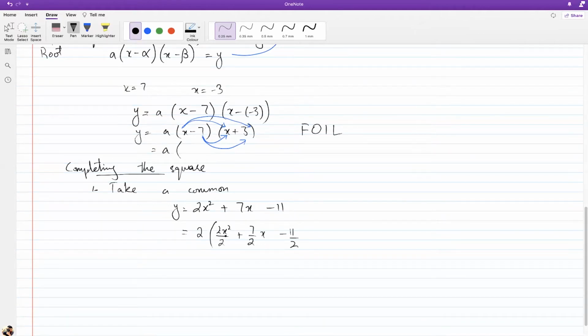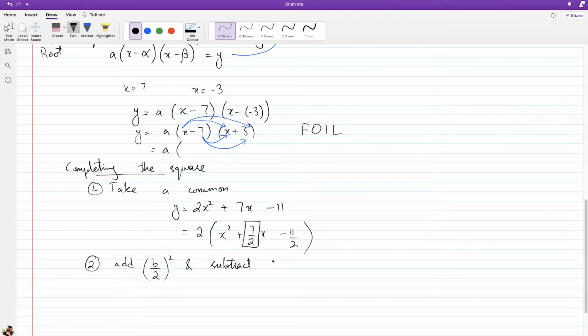Usually we don't write this, and we simply write the factors that we multiply to give us that, so we get direct answers. Okay, that's the first step. Second step. So the first step is take a common. Second step is add b over 2 squared and subtract it.